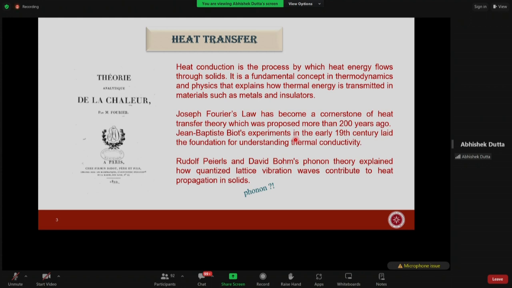So that is the whole point about it, okay? So the basis of, again, this heat transfer can also be attributed to Rudolf Peierls and David Bohm, who gave this phonon theory. I guess if you don't know, you can Google it later after my presentation. What is phonon theory? I think I may have one slide later. I can show you also.